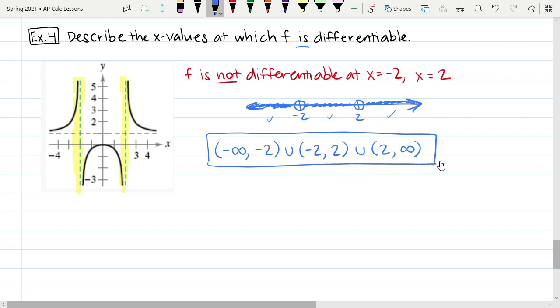Okay, so that was quite a lot to take in, but at this point, the things you should be able to do. You should be able to find the derivative of a function using the limit process. You should be able to write the equation of a tangent line using that derivative. You should be able to use the alternate form of the derivative to also find the slope of the tangent line. You should now be familiar with different notations that indicate the derivative. And you should be able to describe values of x at which a function is differentiable for a given graph.